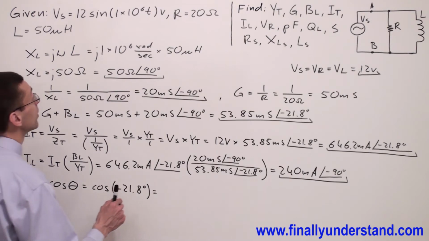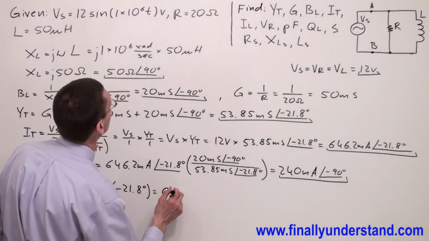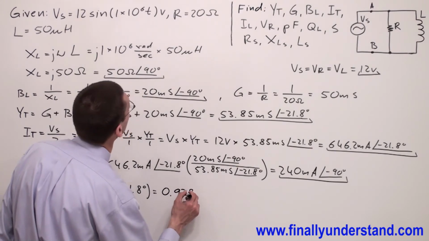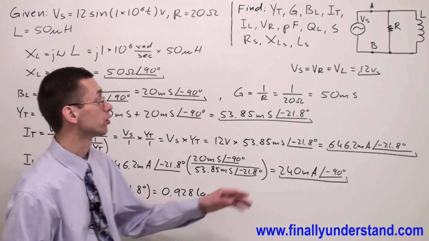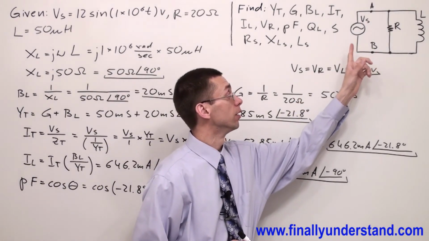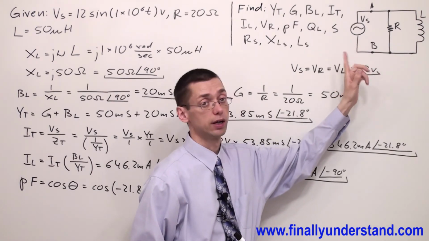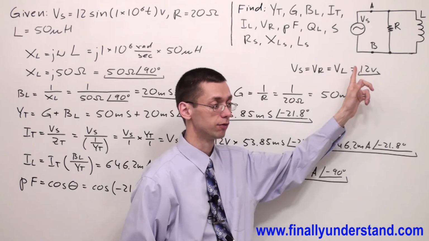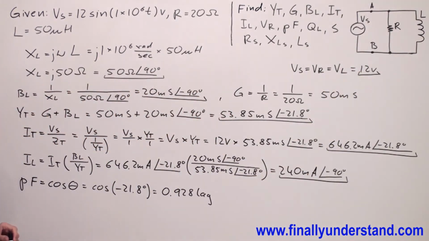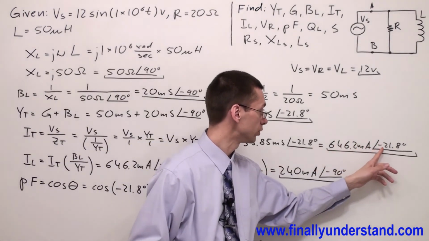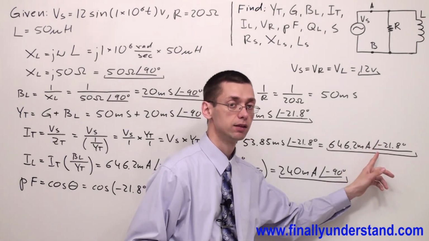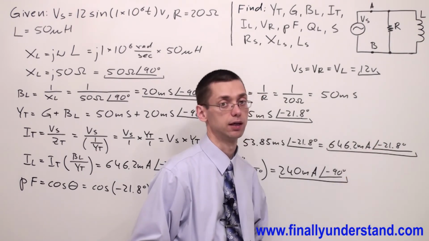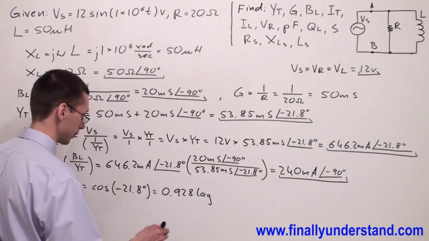So I have the answer 0.928, and I'm supposed to say lag. Why lag? Because we are talking about the circuit which contains the resistor and inductor, right? Anytime we have an inductor, the current is going to lag. Please notice that I total has angle negative 21.8 degrees, right? It means that it's lagging the voltage source by this angle. That's why I have the word lag.